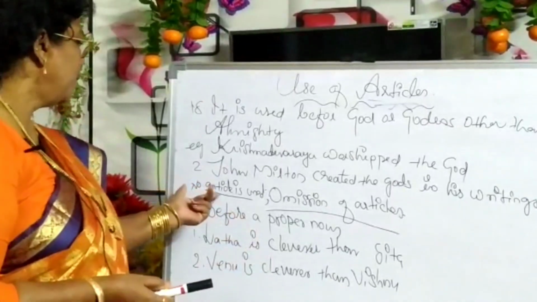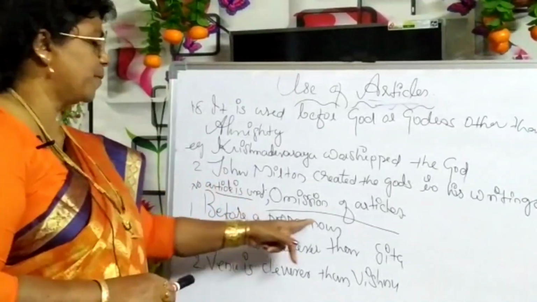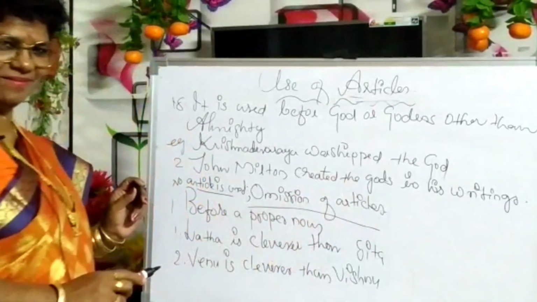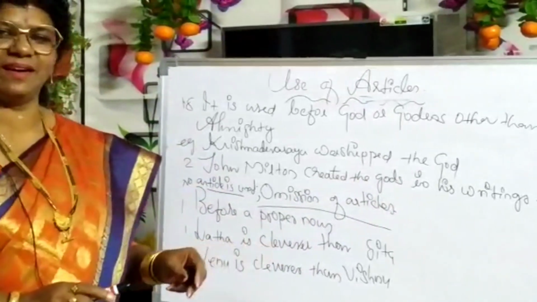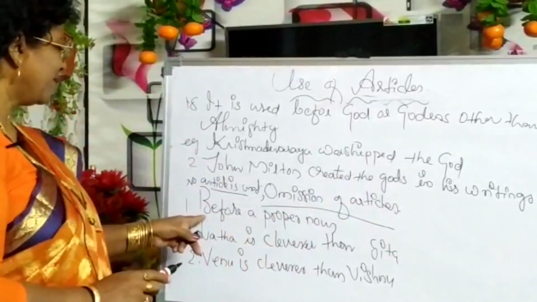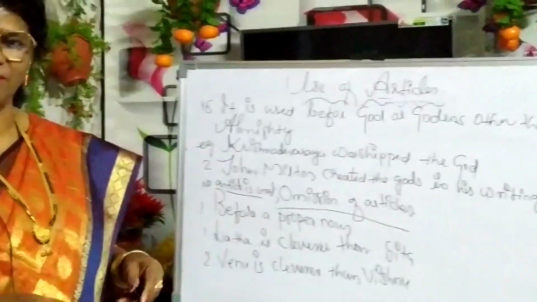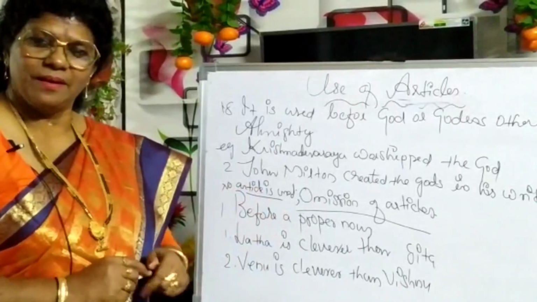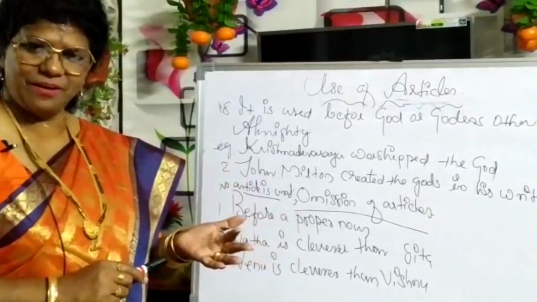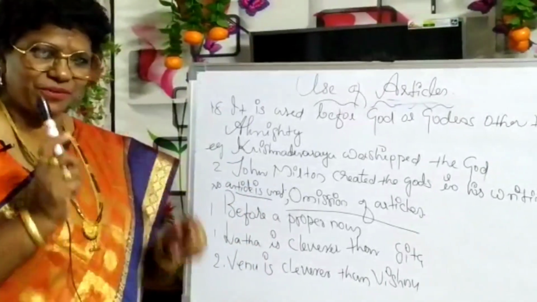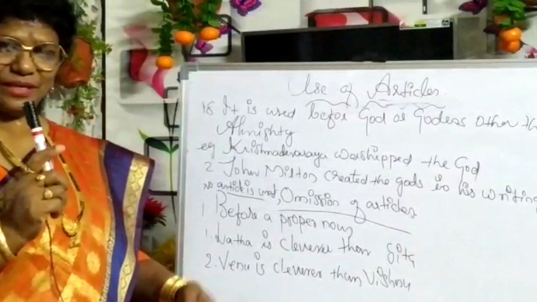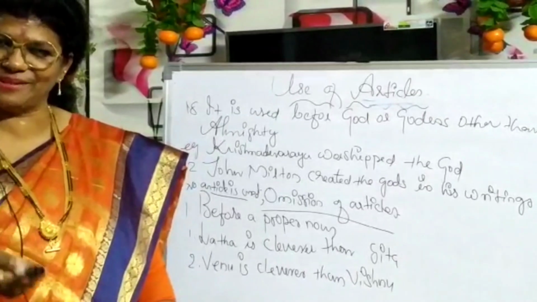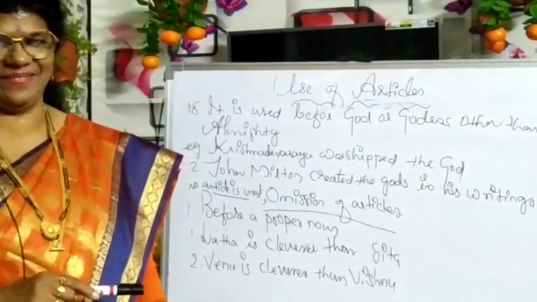The first rule, no article is used before a proper noun. Example, Lata is cleverer than Sita. Venu is cleverer than Vishnu. So here we are not using the Lata or the Venu. So before proper nouns, we are not supposed to use the definite article the. Okay, will you forget this? Lifetime you have to remember in your mind where all you can use the and where all you cannot use the as an article.